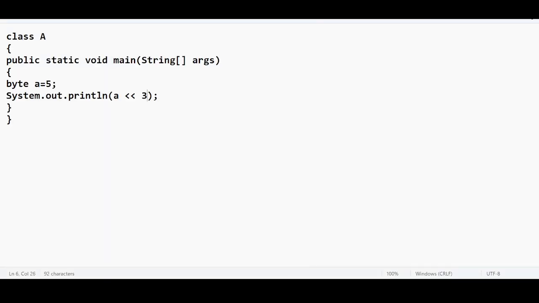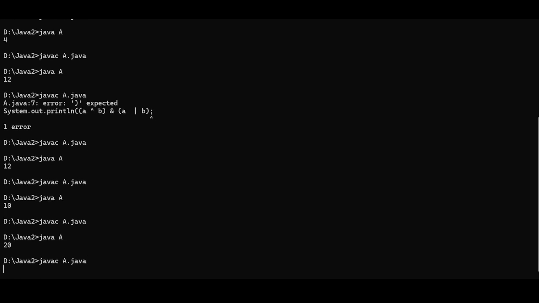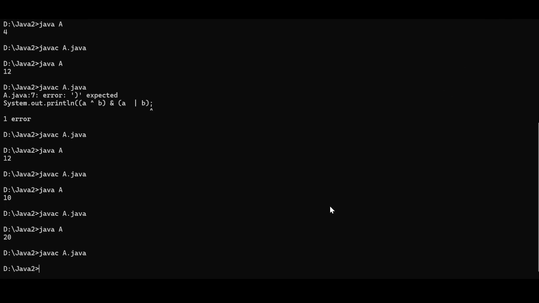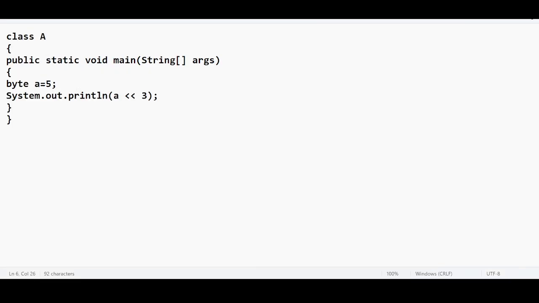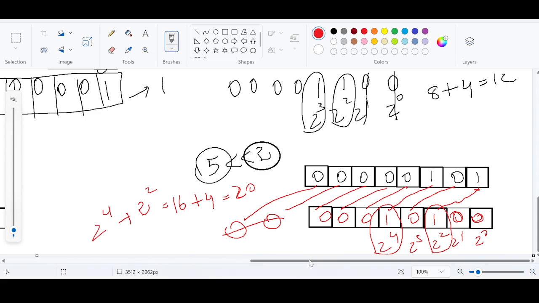Okay, we are getting a pattern. I will tell you what that pattern is. Now tell me the answer for left shift 3. 40. 40, good. If you observe one thing here, a pattern is getting developed. Sir, what is that pattern that you're talking about?